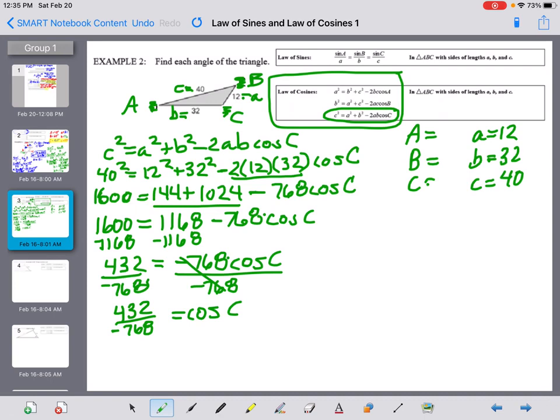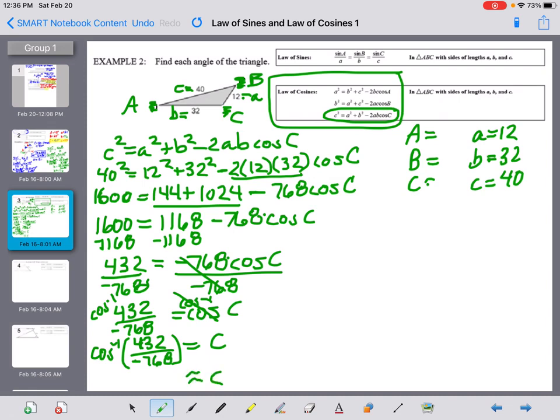My last step here, I want to get C by itself. What's connected to C? Cosine. How do I get cosine unconnected from C? What's the opposite of cosine of something? The cosine inverse. What I do to one side, I do to the other side. These two cancel, and C is going to be cosine inverse of 432 divided by negative 768. And I can't stress enough to you how important that negative is.